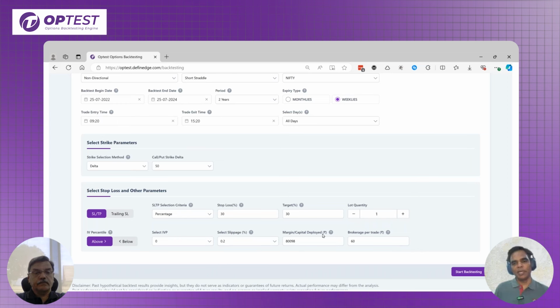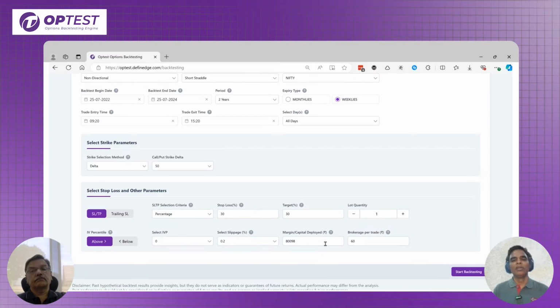Now, margin capital deployed is a custom field where you can enter how much capital you are going to deploy. By default, the margin shown here is based on the current margin required for that particular strategy, on the current day. Currently you require 80,000 rupees for a short straddle in Nifty. For older data you might have to use slightly higher, maybe 1.2 lakh.